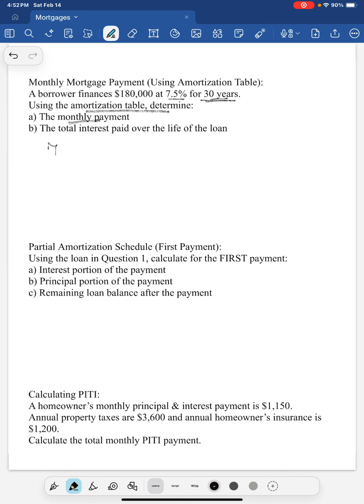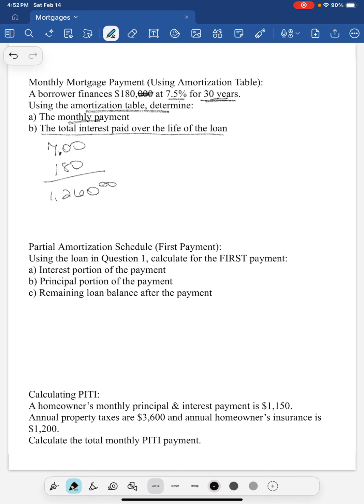So we have our 7. And how many thousands of dollars do we have financed? We have 180 times 7.00. Okay. And if we multiply those together, that's going to give you a very close estimate to what the monthly payment would be. And we see that that's going to be $1,260.